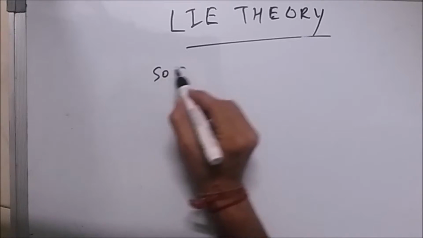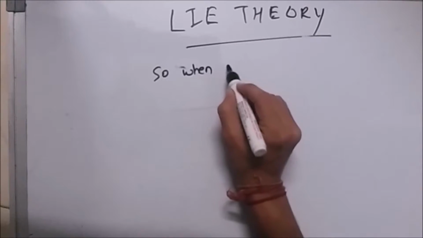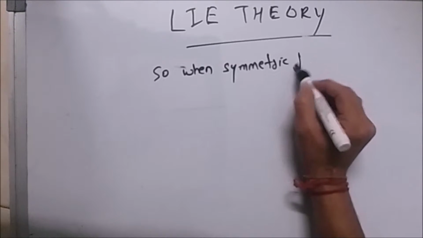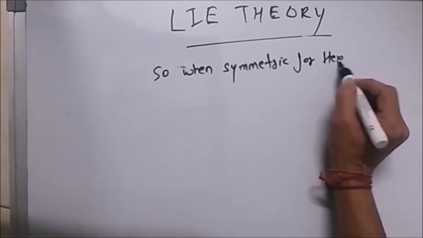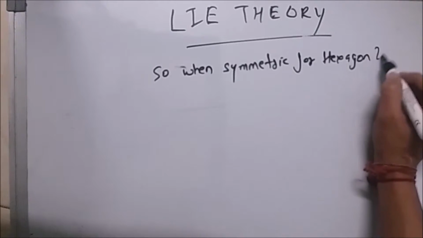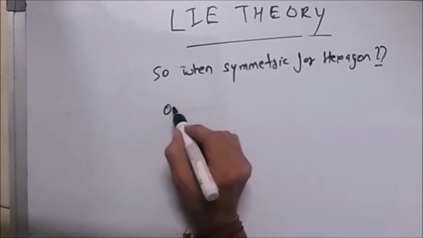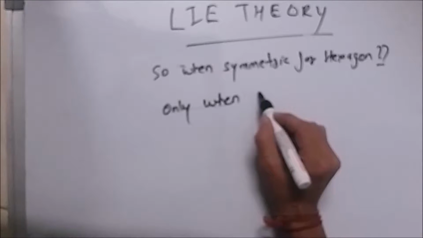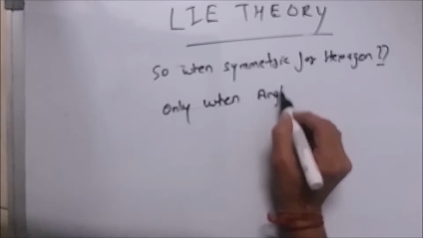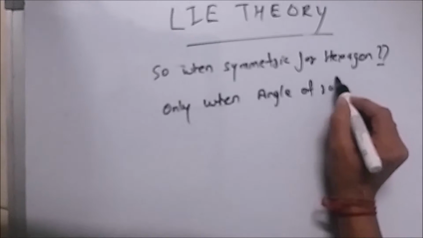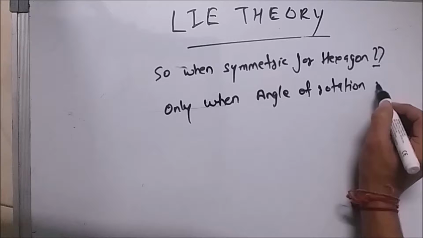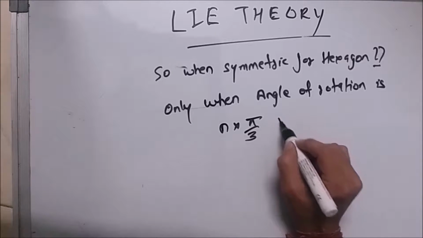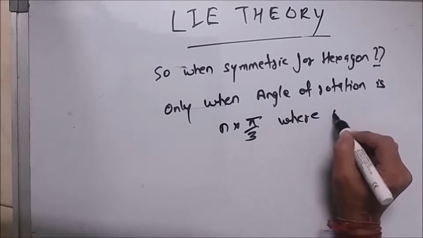So now we will look at when a hexagon will be symmetric. We know that a hexagon is symmetric. It has six sides, so each exterior angle is 60 degrees. So if we rotate the hexagon by 60 degrees or pi by 3, we will get a symmetric figure. So the symmetry criterion for a hexagon is rotation by an angle that is an integral multiple of pi by 3.